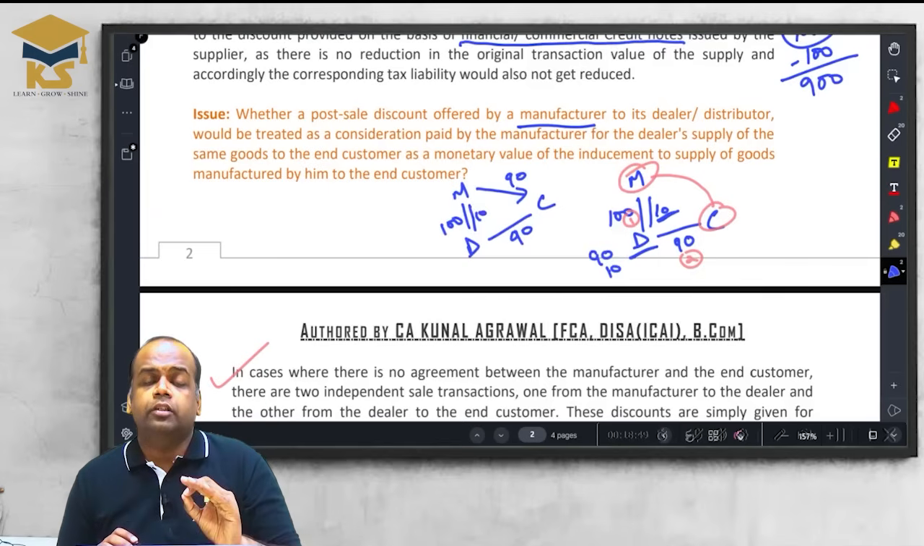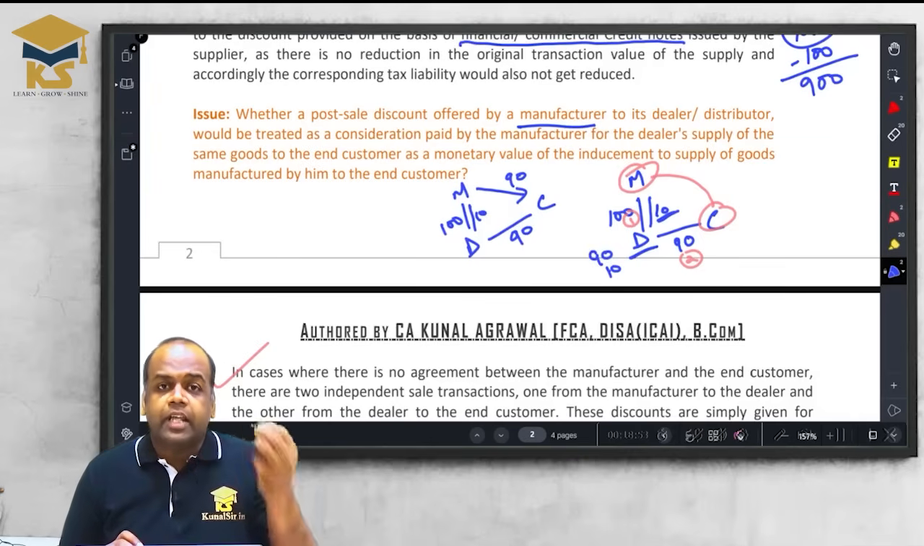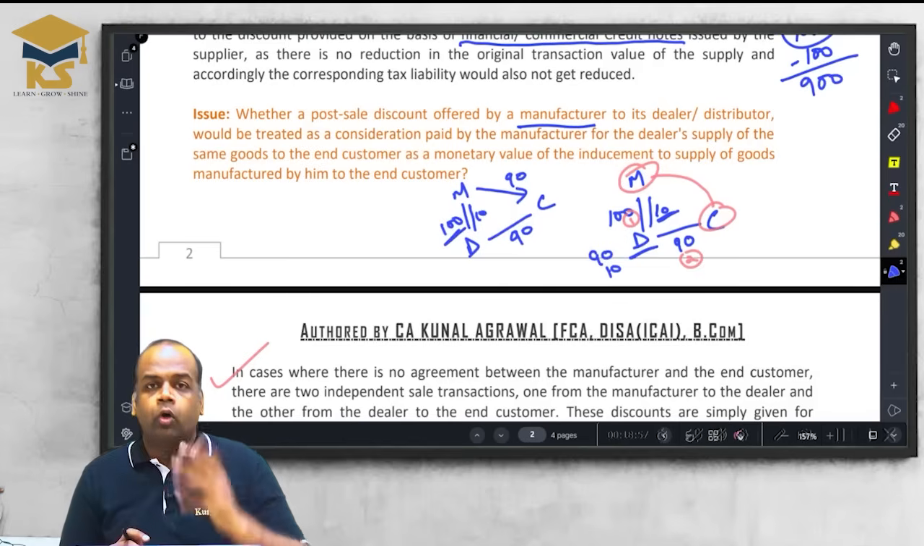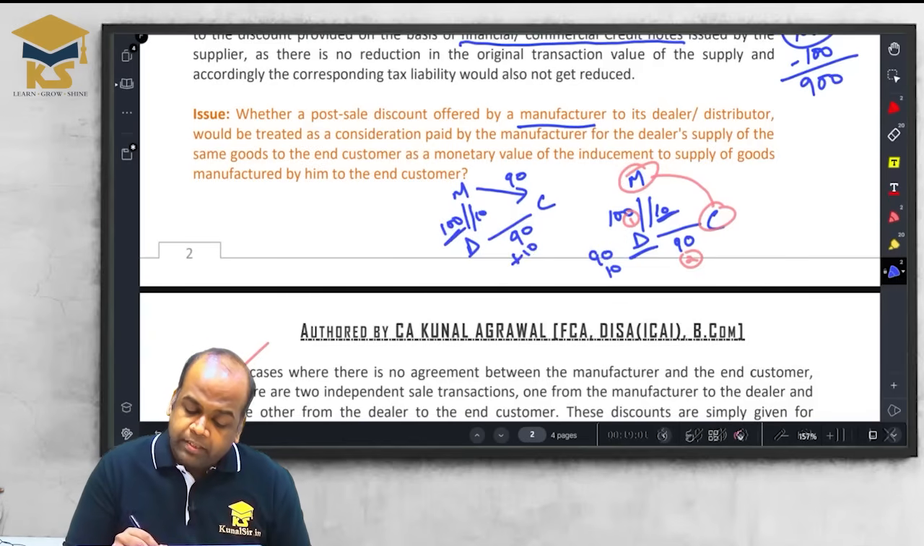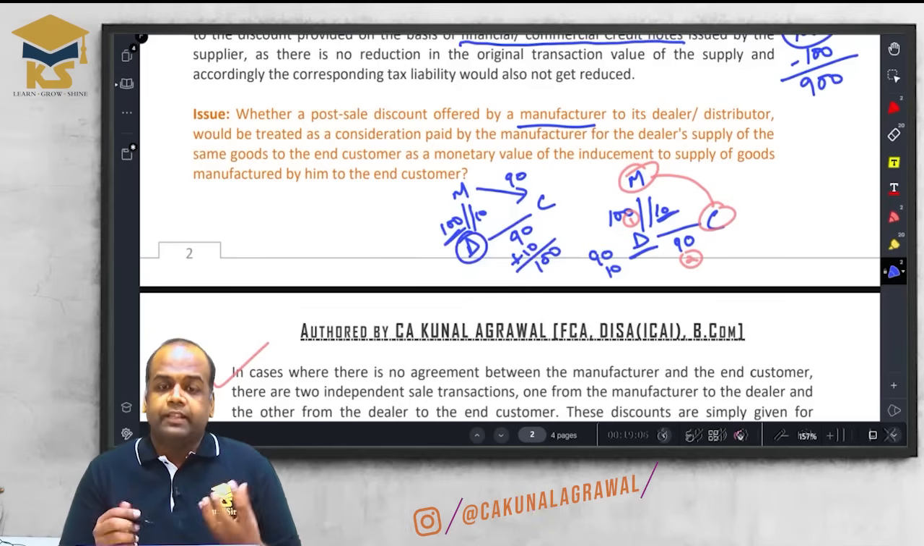Again, what is being issued by the manufacturer? A commercial credit note. So the dealer has taken input tax credit on 100 rupees and is paying output tax on 90 rupees. No, not allowed. Now this 10 rupees will be included in this 90 rupees and the dealer has to pay GST on this 100 rupees. Otherwise what will happen?